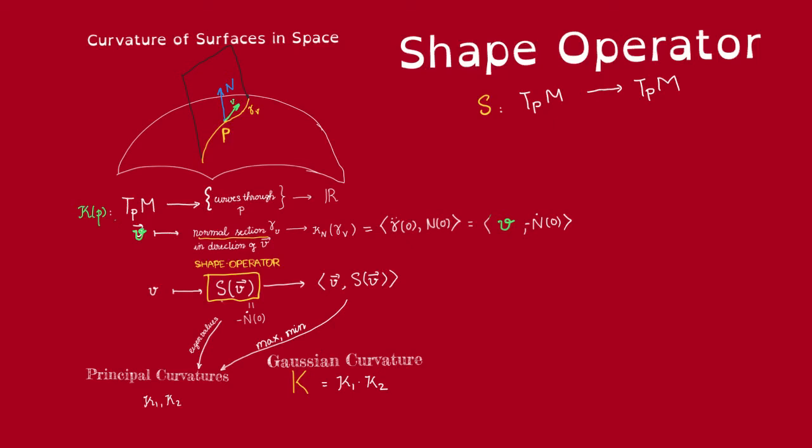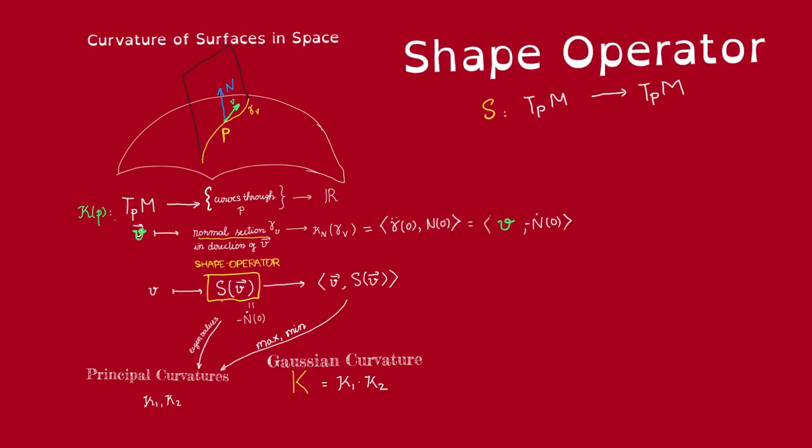In the previous video, we defined the shape operator in the case when M is a surface in space. Let's review the definition. If V is a tangent vector at P, then we define S of V to be the negative of the derivative of this normal vector in the direction of V, right here. This vector captures how the surface curves in the direction of V.